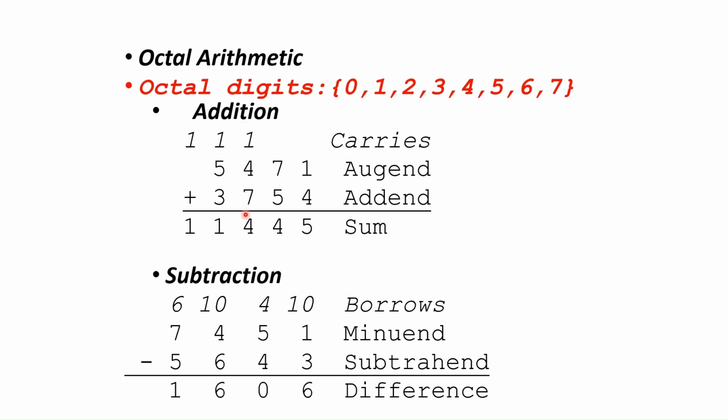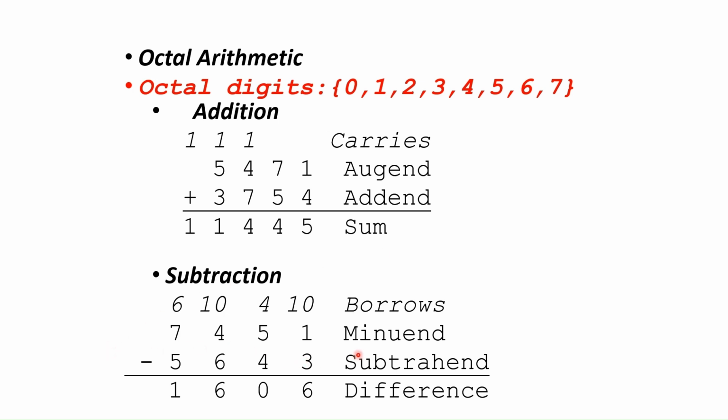Now you are adding this column. 4 plus 1, 5, 12. 12 in decimal is 14 in octal. So 4 goes here, 1 goes here. Then again 5 plus 1 plus 3 is 9. 9 in decimal is equivalent to 11 in octal. So 1 goes here, 1 goes here. That 1 comes here. So this is the result, the octal result.